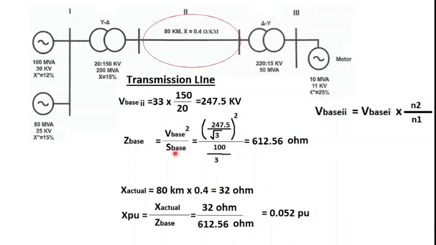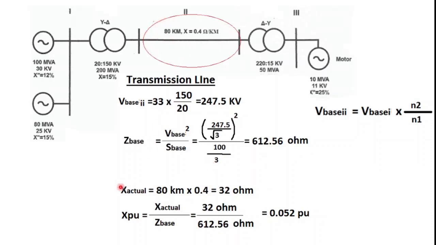And then there will be S base, which is 100. You have seen in the question it was 100 MVA, which was the S base, divided by 3. We are also converting it into single phase. That's why we're dividing by 3 and this root 3. And if we do the math, you will get Z base equal to 612.56 ohm.